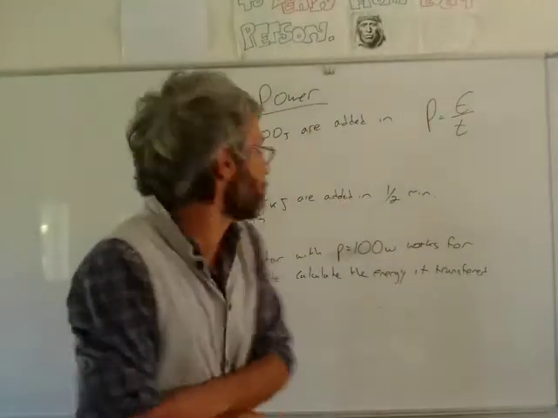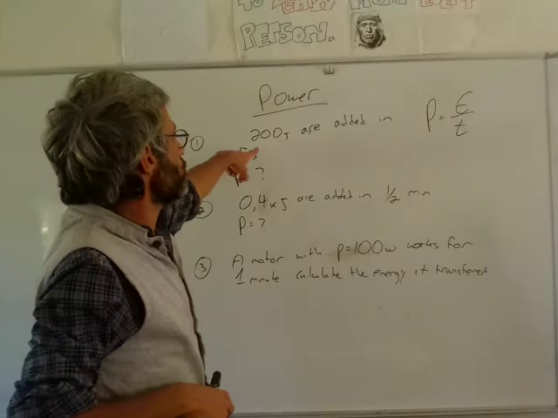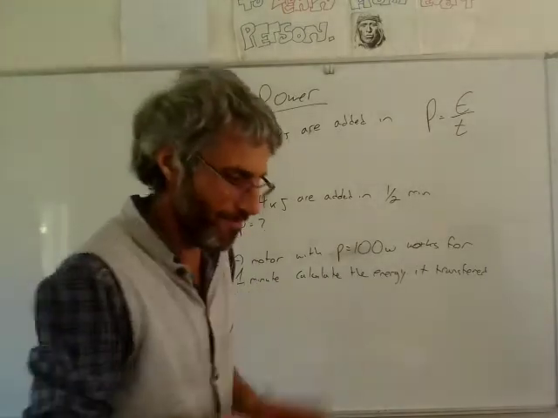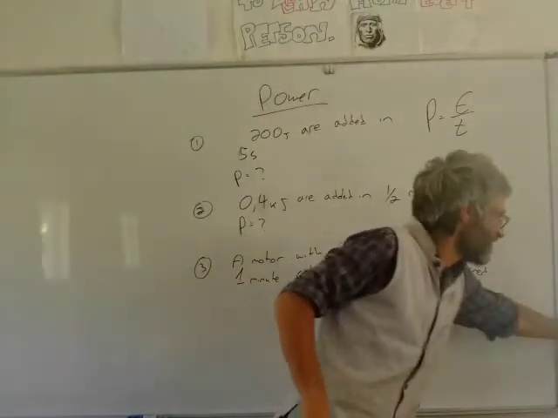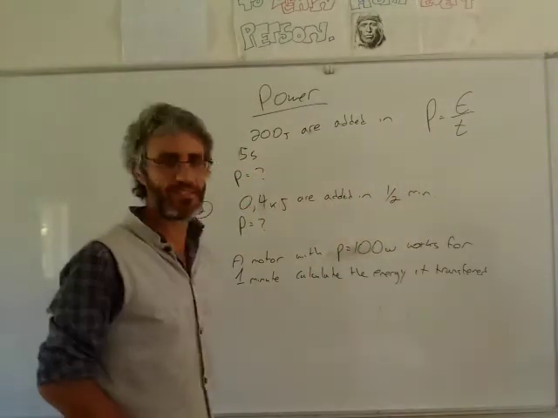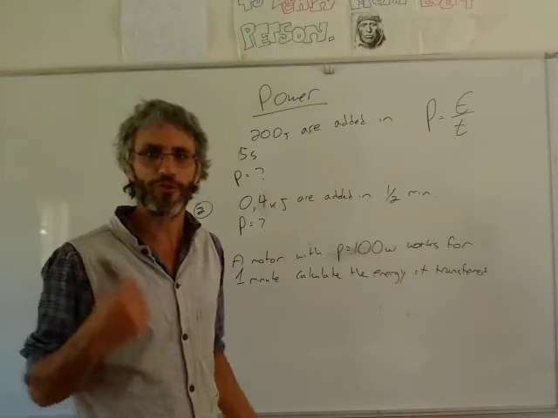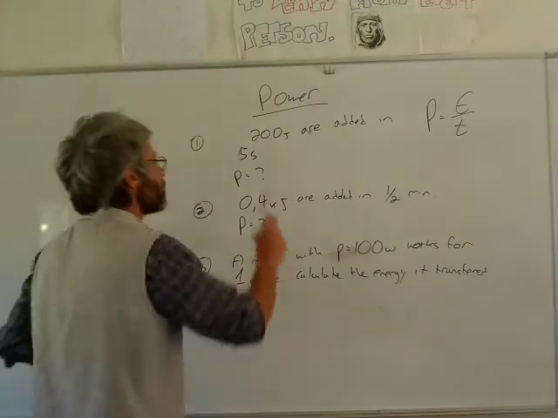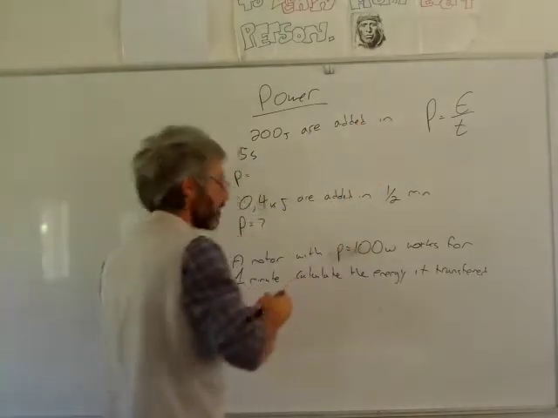Okay, chaps, so let's start with some questions. 200 joules are added to a system. I didn't make it pretty, just as it is, okay? 200 joules are added in 5 seconds. Calculate the power of this machine. The machine adds 200 joules every 5 seconds. What's the power? We look at here, right?